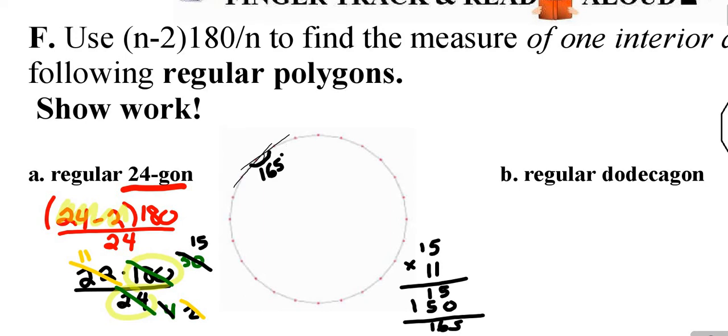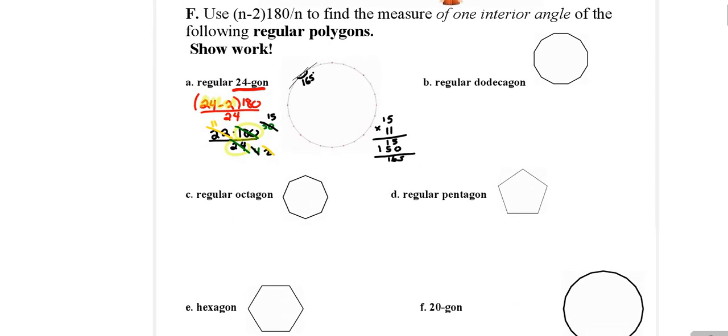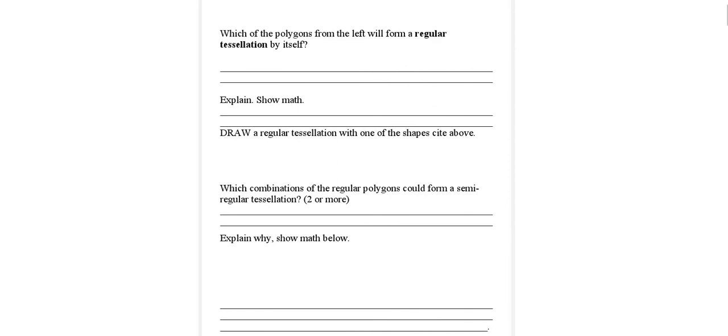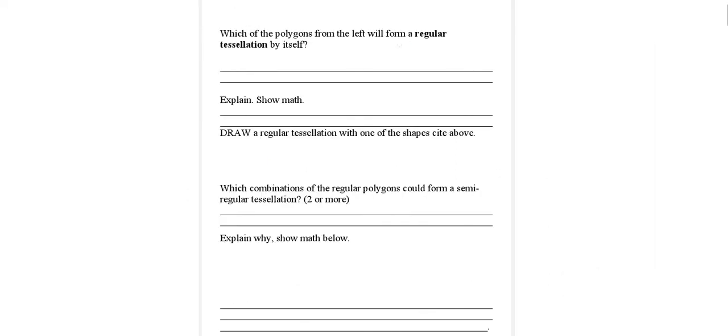Find the measure of all the angles of these regular polygons. Now it asks which will tessellate by itself. We learned that when something tessellates, the corners, the interior angle corners, have to add up to 360 degrees exactly. So you ask what will do a regular tessellation by itself, and then which of the shapes will combine to make a semi-regular tessellation.